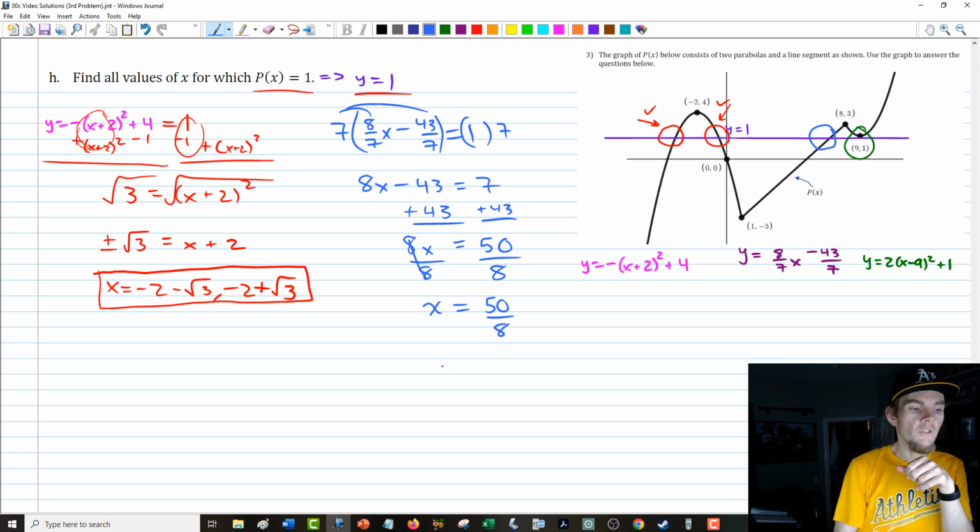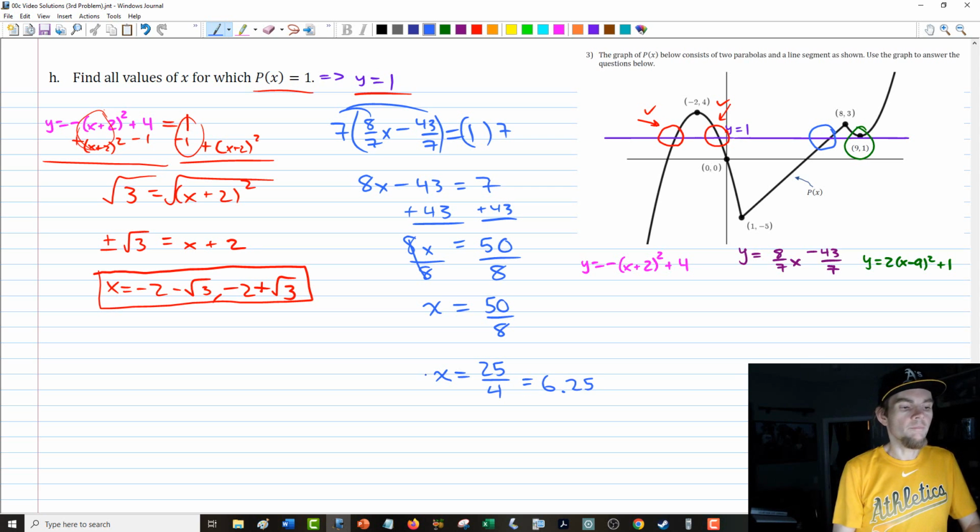So we're going to get x equals 50 over 8, or if you're a simplify kind of person, that's going to be 25 over 4, also known as 6 point, is it 5? No, 6 1/4. Yeah, it's going to be 6 1/4. So 6.25. Any of those possibilities is great. So there's our blue one.